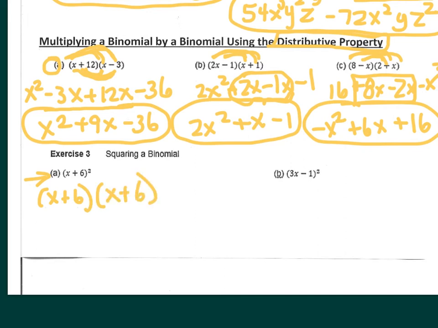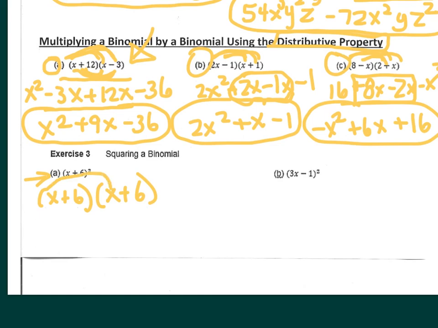So this is really a problem like what we had up here. It was just abbreviated with an exponent, because unlike this problem where the two factors were different, x plus 12 and x minus 3, here the two factors are the same. There's 2 x plus 6's. So we're going to solve this the same way we did these a, b, and c up here.